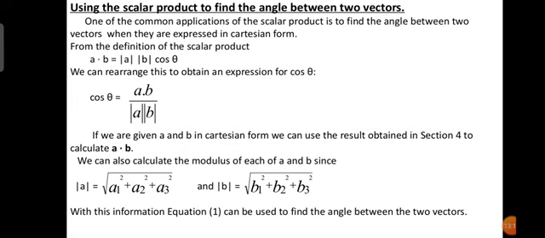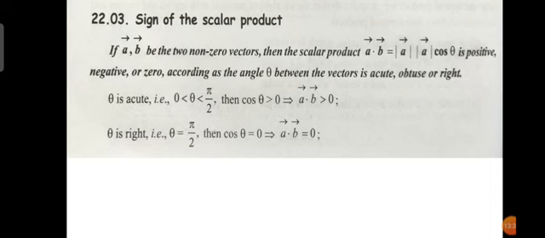Cos theta equals vector a dot vector b divided by modulus of vector a into modulus of vector b. In this chapter we are dealing with only vectors, so these a, b, c are all vectors. If vector a and vector b are non-zero vectors, then the scalar product a dot b is modulus a into modulus b into cos theta, which is positive, negative or 0.